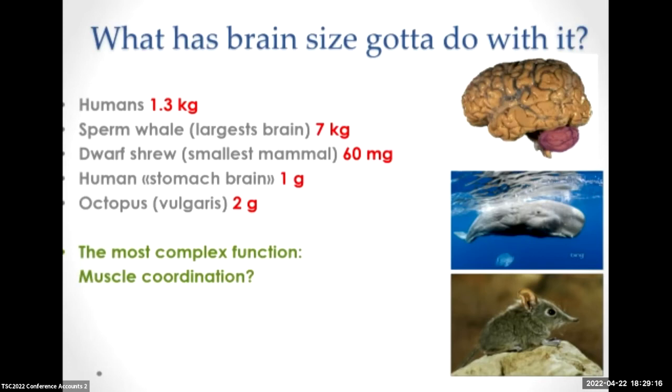And even humans have a stomach brain, in the sense that the neurology associated with the guts has a total weight of about 1 gram, but that's not conscious either. So size is not important. It's more the complexity of connections between the neurons that seems to be necessary to have consciousness.